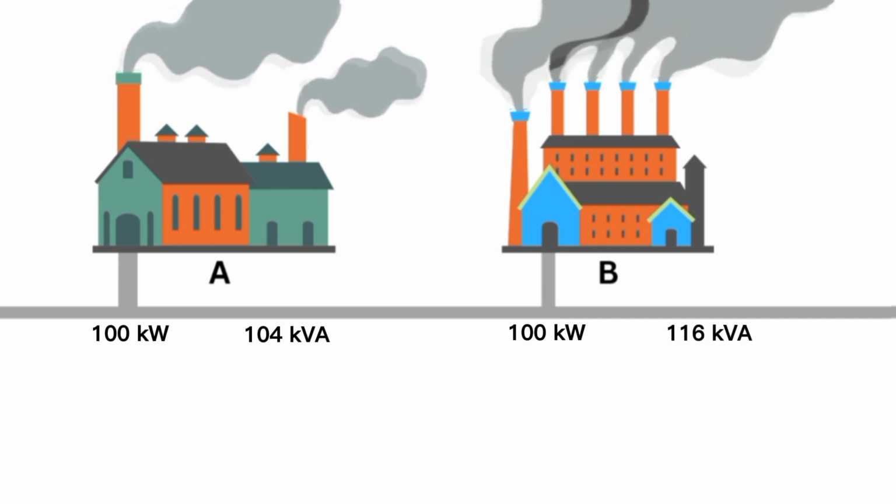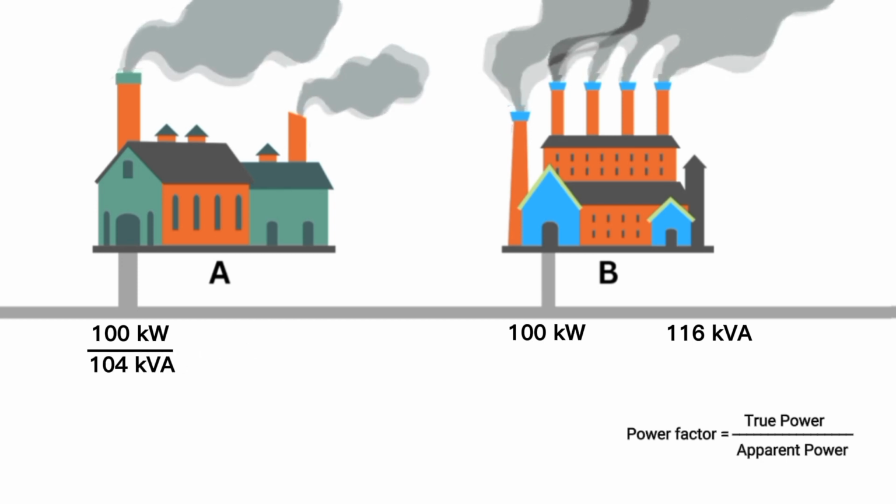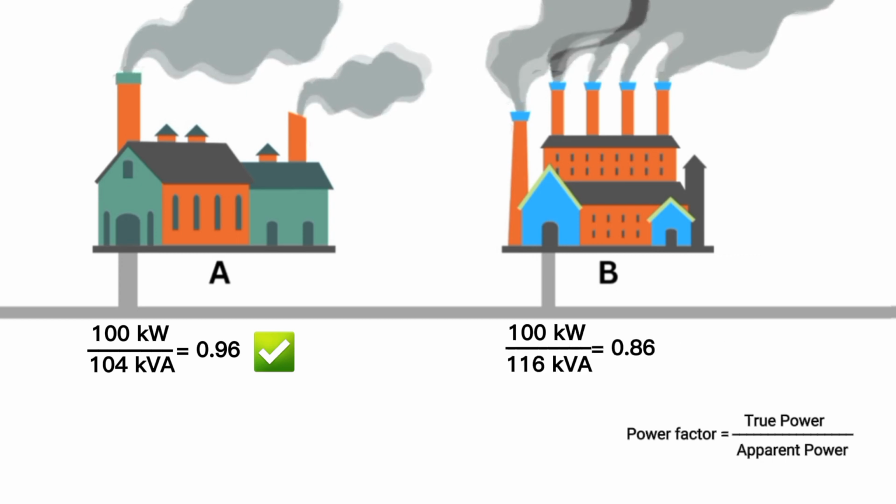Let's calculate the power factor of factory A using the formula: power factor equals true power divided by apparent power. So, for factory A, it would be 100 kilowatts divided by 104 kVA, equals 0.96, indicating a good power factor. Similarly, for factory B, it would be 100 kilowatts divided by 116 kVA, equals 0.86. This suggests that factory B is operating on a poorer power factor, which could result in additional costs.